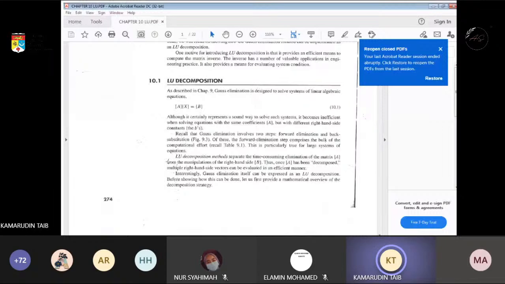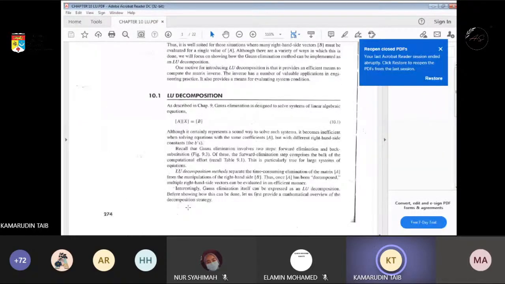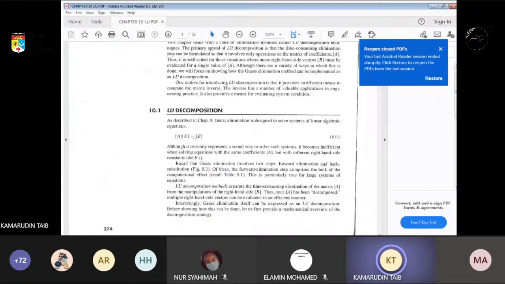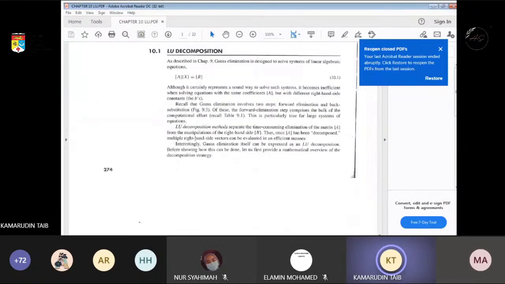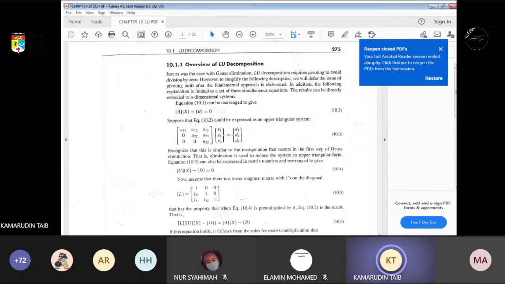How does this method work? We start with a matrix. The system of linear equations can be written in matrix form, Ax equals B. It becomes Ax minus B equals 0. Bring B to the left. Suppose that could be expressed as a triangular system.